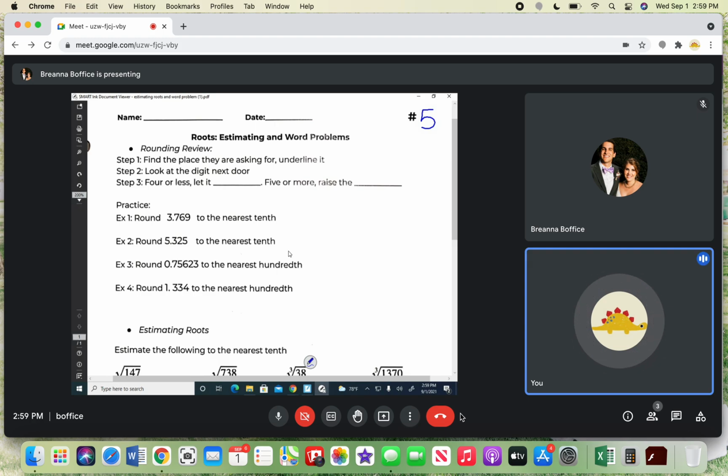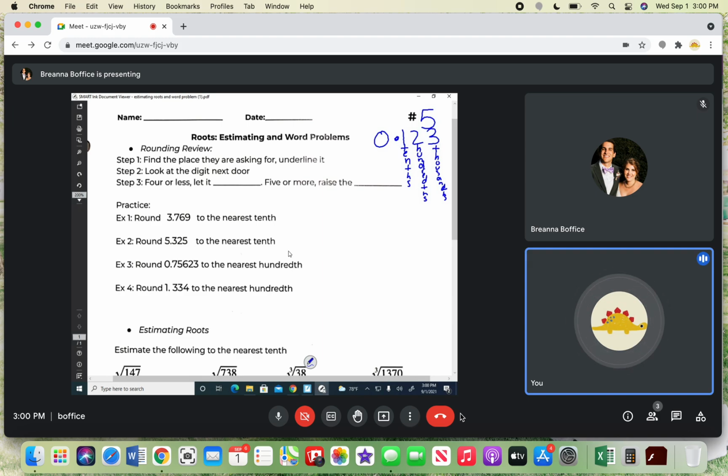So a quick rounding review: you're going to find the place that they're asking for and underline it. So what are the different places? If I have 0.123, then the 1 is going to be our tenths place. The 2 is going to be our hundredths place. And the 3 will be our thousandths place. All of those are important. We should know what our tenths place is, what our hundredths place is, and what our thousandths place is.